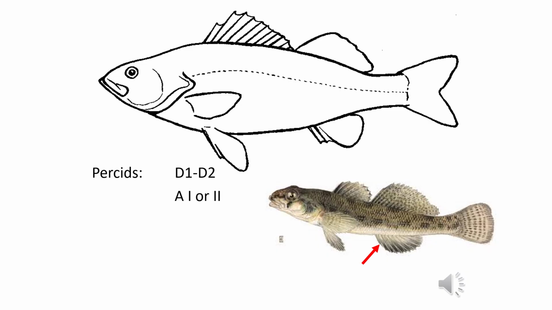I hope you will recall that in the family Percidae, we identify them by having separate spiny and soft dorsal fins. These dorsal fins may be fairly close together in some members of this family, but the membrane is not continuous from one to the next. The second characteristic that we use to identify these fish are the two anal spines.